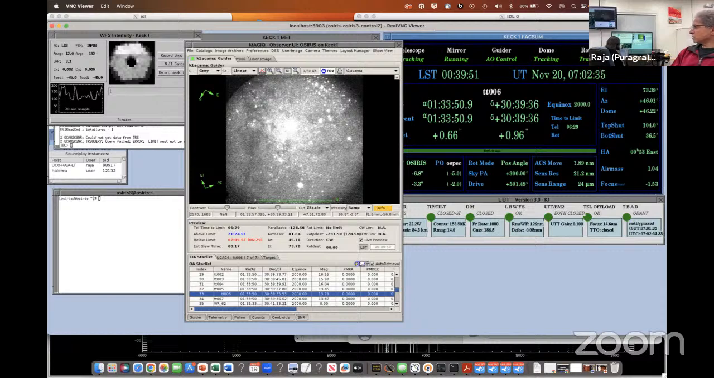Is the star cluster very reddened? Not very. Probably not, right? This is quite a face-on galaxy.